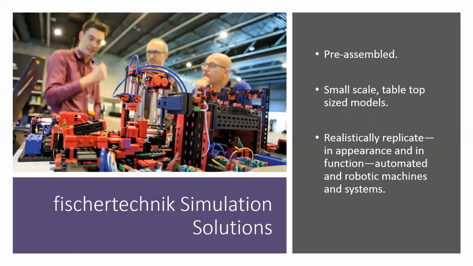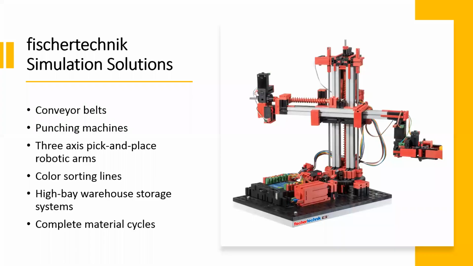The line consists not of kits, but in this case, these are a series of pre-assembled small-scale models, which again replicate in appearance and function various automated robotic machines and systems. Models in the fischertechnik simulation line include things such as conveyor belts, punching machines, 3-axis pick-and-place robotic arms, color sorting lines, and high bay warehouse storage systems.